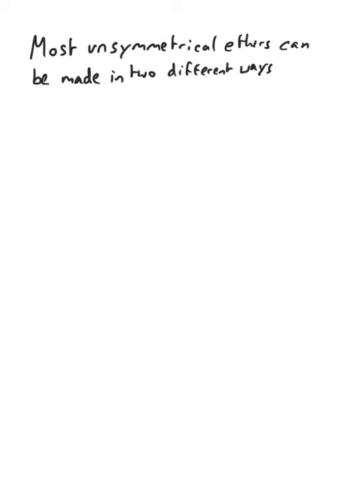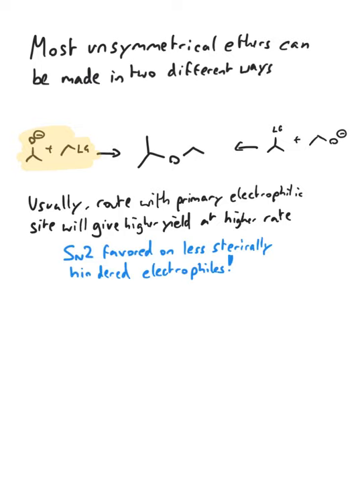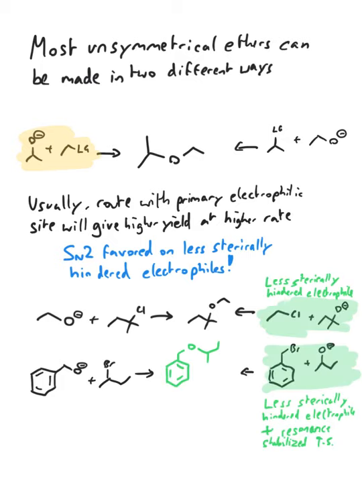Most unsymmetrical ethers can be made in two different ways, as seen here. Usually the route with primary halides will give higher yields because it's easier to perform SN2 reactions on those positions. You have a go. Look at these two reactions. In the first one, predict which reaction would proceed faster or is just a better method. And in the second, predict the product and state which of these two methods would be better. You may pause now. And here are the answers.